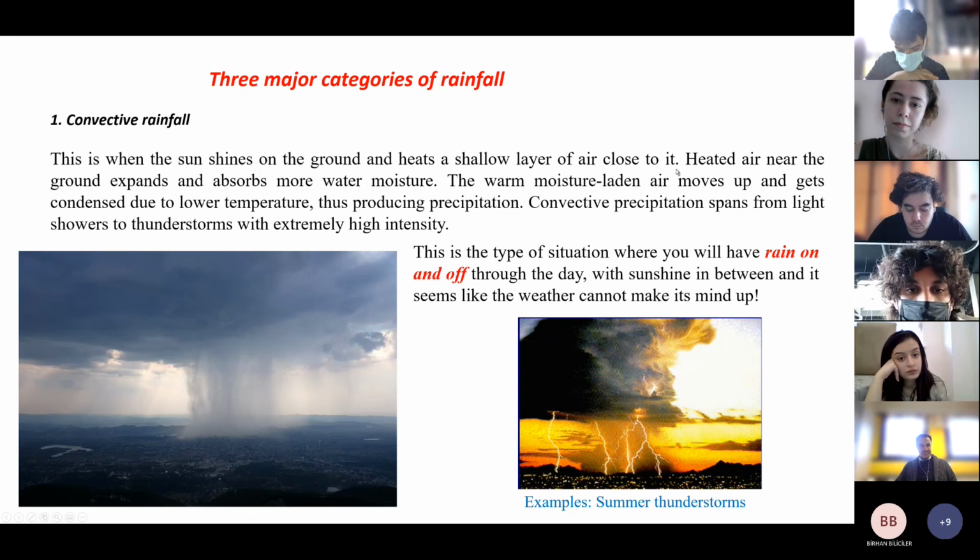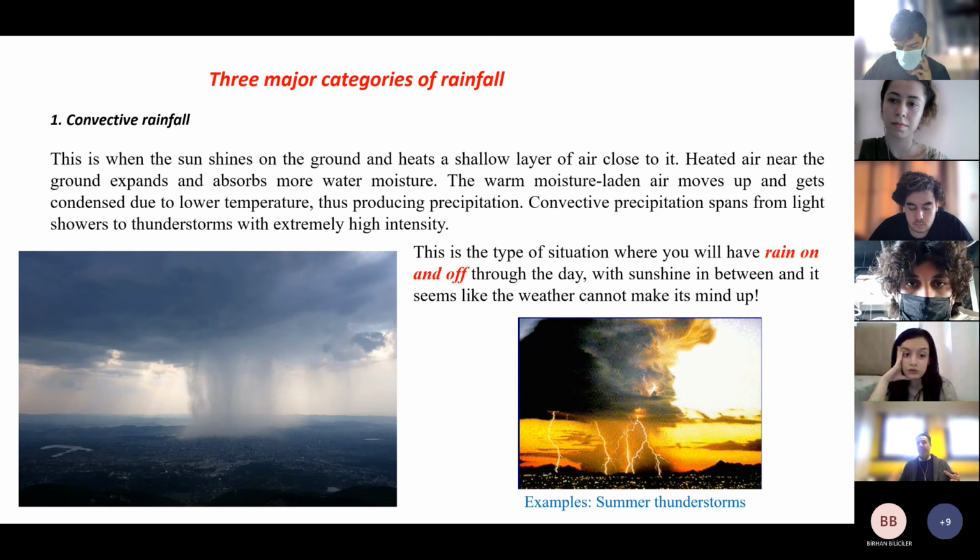What will happen? Sunshine hits the air around you, around the ground. The air gets warm. Warm air rises, yes? It should be explained as the warm air rises. Heated air near the ground expands and absorbs more water moisture, if there is moisture. And now the warm, moisture-laden air.